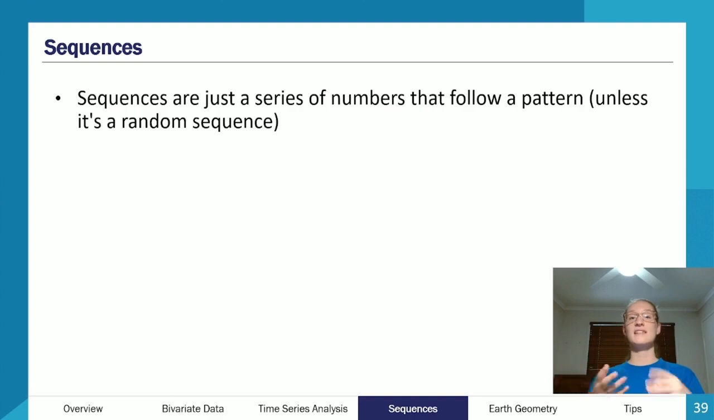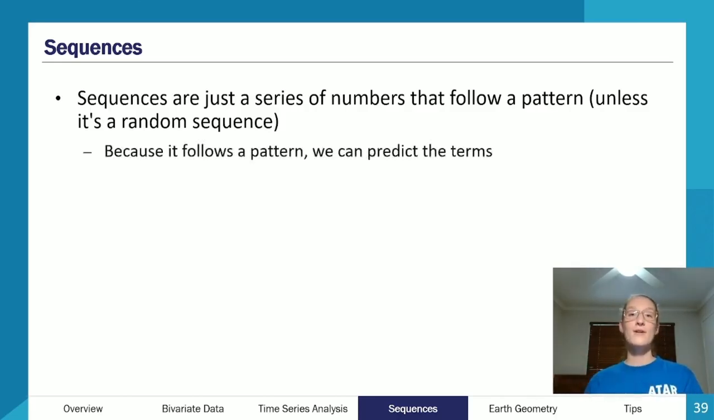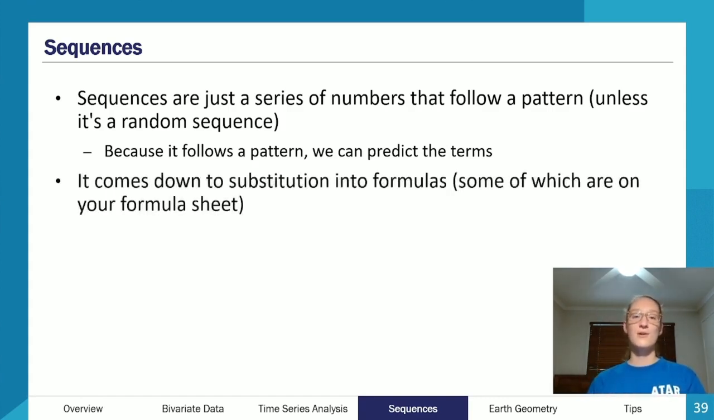A sequence can be as simple as 2, 4, 6, 8, 10, 12. So we're following a pattern. All I'm doing is adding 2 each time. And because it follows a pattern, we can actually predict the terms. If we're given 2, 4, 6, 8, and I asked you to tell me what the next few terms would be, you could probably tell me they would be 10, 12, 14, 16, and you could continue to apply that same rule of adding another 2, because I can see that's the pattern, that's the rule that my sequence is following. So that's really interesting as well.